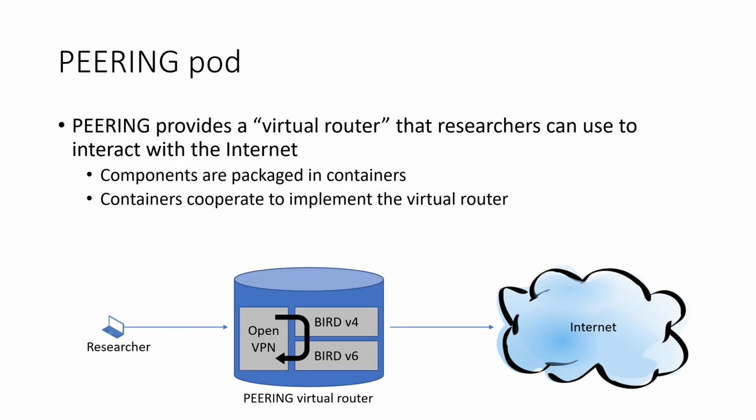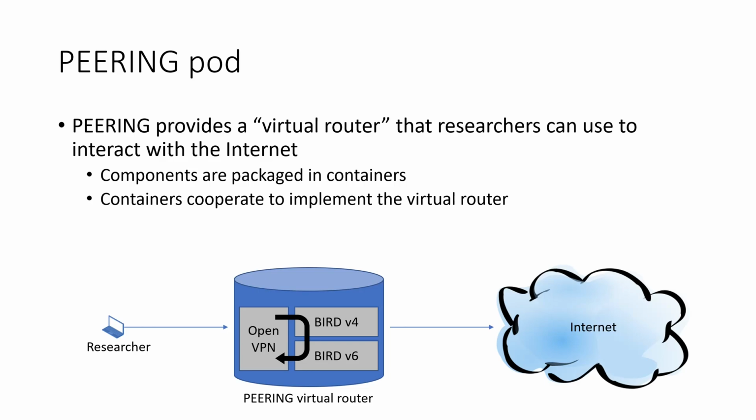We have three containers, one running OpenVPN, which talks with the researcher, and two containers talking with the rest of the internet. We have Bird for IPv4, and then we also have Bird for IPv6 because we support both versions of the IP protocol. So we have three containers in the end, and they cooperate to provide this functionality of the virtual router. When we deploy Peering, we deploy these three containers at the same time.